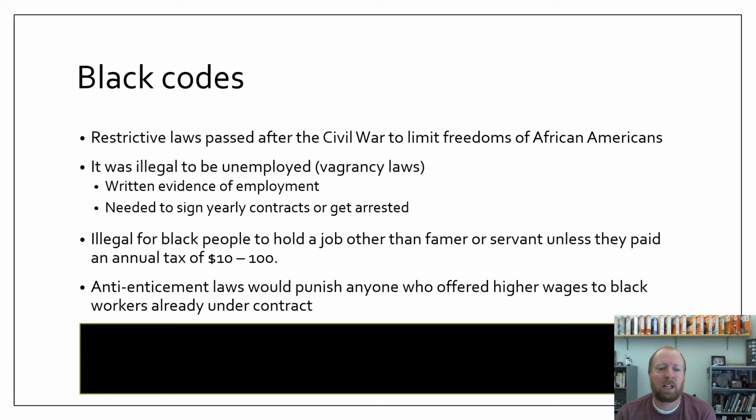They also had what they called anti-enticement laws. If I was a very productive worker for one farmer and was in a yearly contract, it was illegal for another farmer to hire me outside of that contract or to even offer me higher wages. And so as a result, it locked these workers into these jobs, and it made it incredibly exploitive of these black workers.